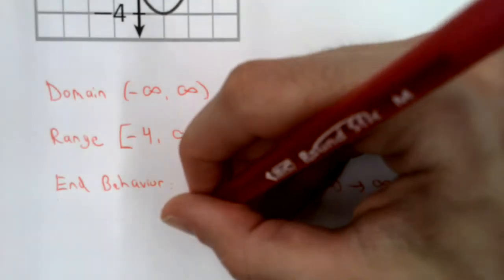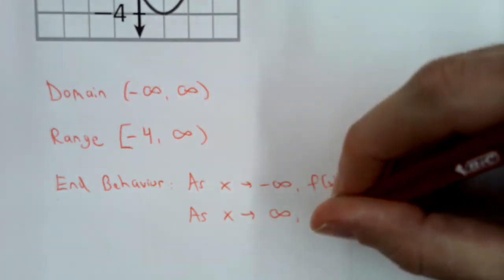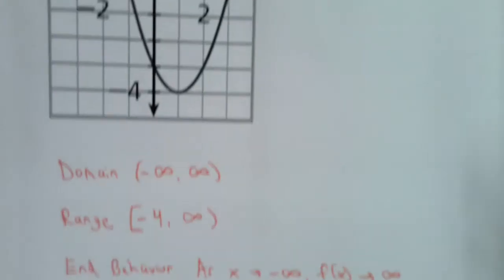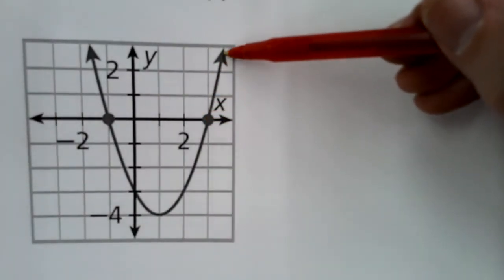And what happens at the other end of the graph? What happens as x approaches positive infinity? So what happens as x gets bigger and bigger this way? Well, the graph is going up and the graph is also approaching positive infinity.